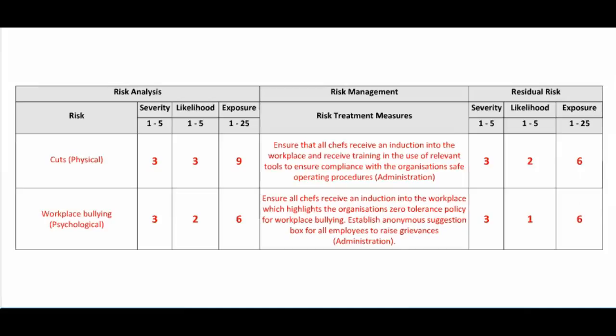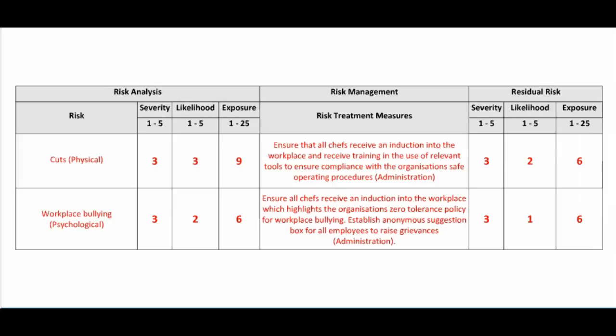Consider the following completed risk management process for chefs employed by a commercial kitchen. In the risk analysis section, risks in the workplace are identified and assessed. The risk assessment requires a score to be allocated for both the severity and the likelihood of the risk. This score is between 1 and 5, in which 5 is the highest. These scores are then multiplied to get an exposure score between 1 and 25.